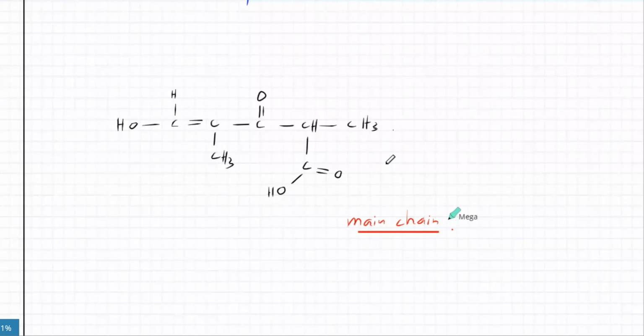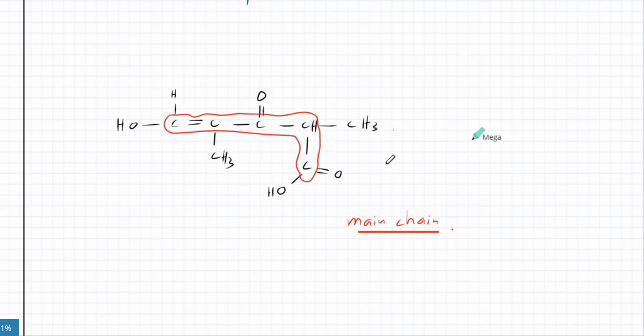So our main chain, our longest possible carbon atom chain, is going to be this one. Because this chain has the carboxylic acid group, it's got the double bond as well. The OH is also attached to it. The ketone is also attached to it. The alkyl branches are also attached to it. So that's a good choice for the main chain.